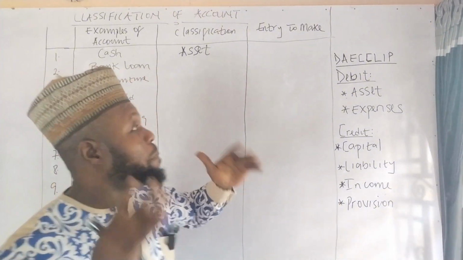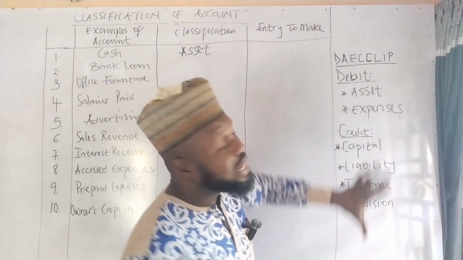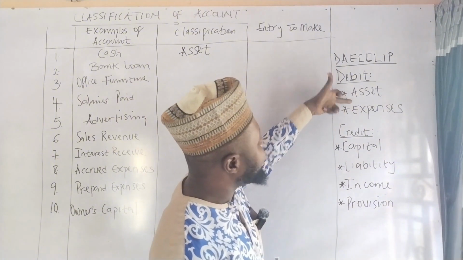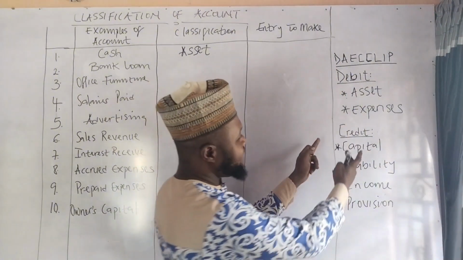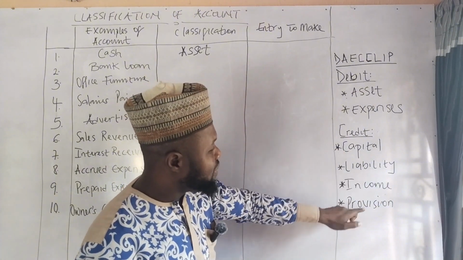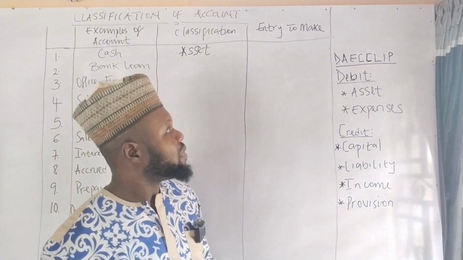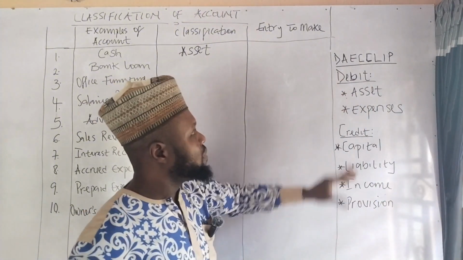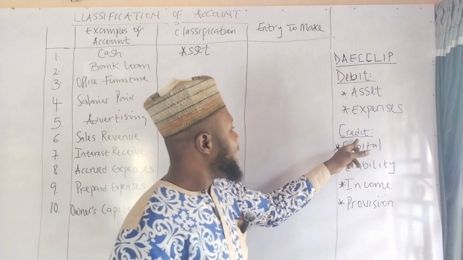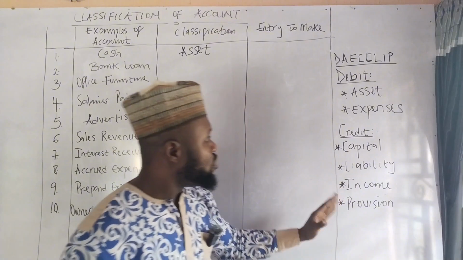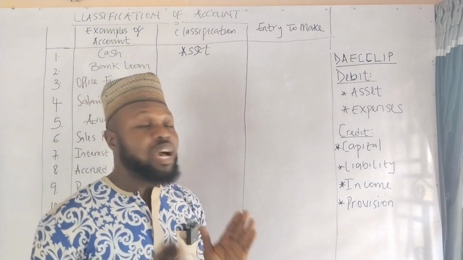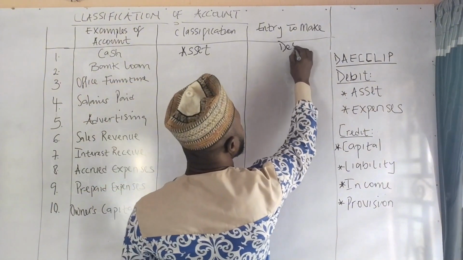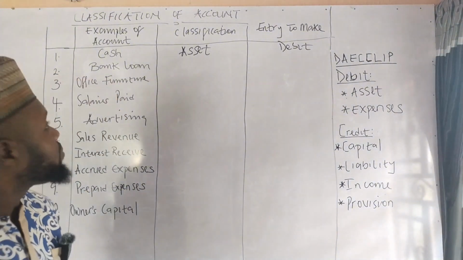When I was in school, there is a particular formula that I formulated by myself that I always use. Debit: assets and expenses. Credit: capital, liability, income, and provision. I call it direct clip. Anything assets and expenses, debit them. Anything capital, liability, income, provision, credit them. It is as simple as that. So when we have an asset, just know that we have to debit assets. Debit. It's as simple as that.